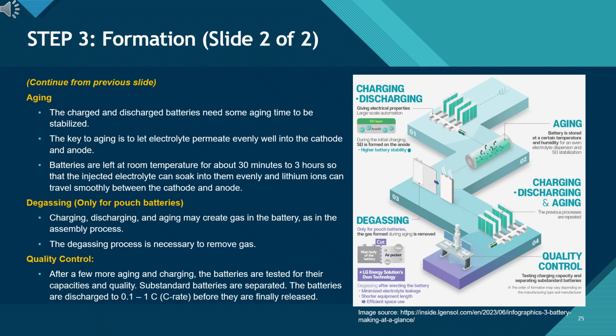In pouch cells, repeated charging, discharging, and aging generate gas within the pouch, so a separate degassing step is used to remove the gas before final sealing. Once the electrochemistry is stabilized and any gas is removed, the cells go through quality control tests, where capacity, internal resistance, and other parameters are checked and underperforming cells are rejected. This slide closes the formation stage and prepares the cells for final pack integration.